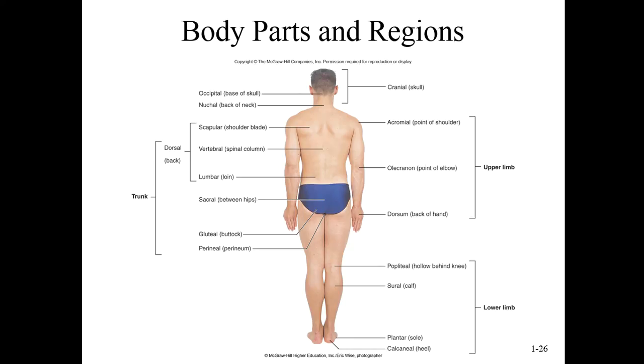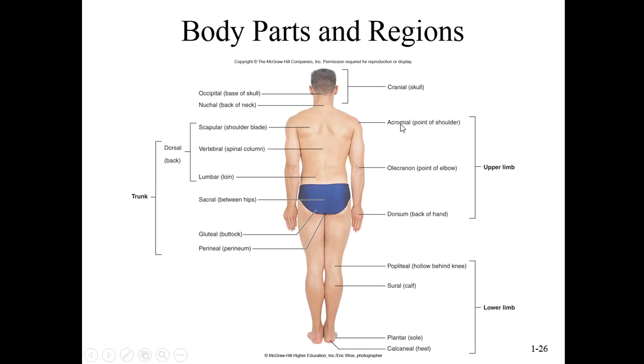Occipital, that's the base of the skull. Nuchal, scapular, vertebral, lumbar, sacral, gluteal, perineal. Perineal actually refers to the region between the anus and the genitalia, so we can't quite see it in this perspective, but it is a good term to know.